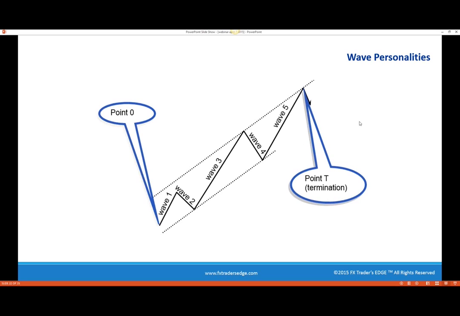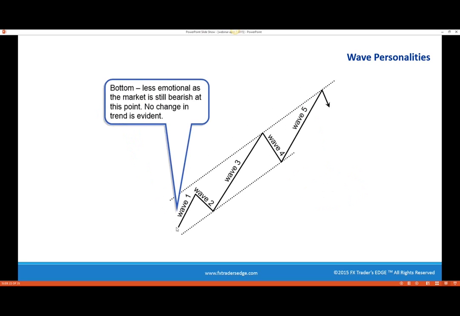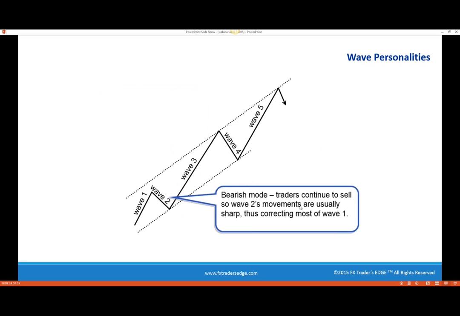So at the bottom, the market is less emotional, as the market is still bearish at this point. No change in trend is evident. We showed the picture earlier where at this juncture we don't know if we're going to go down and make a new low right here, or if we're going to move up and start a new trend. So the market is sort of ambivalent at this point.